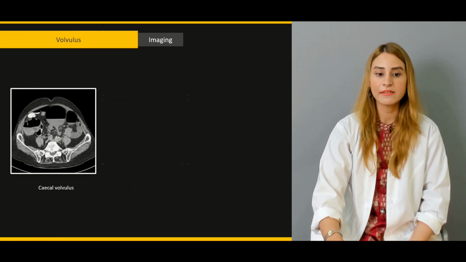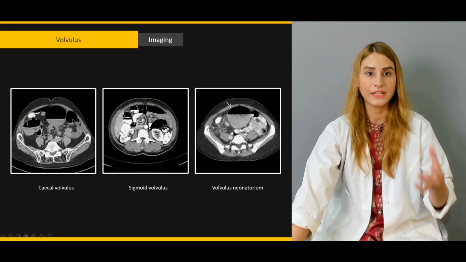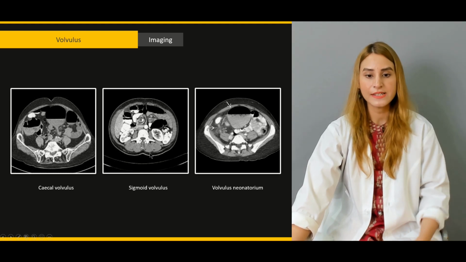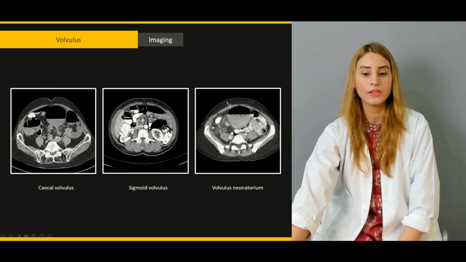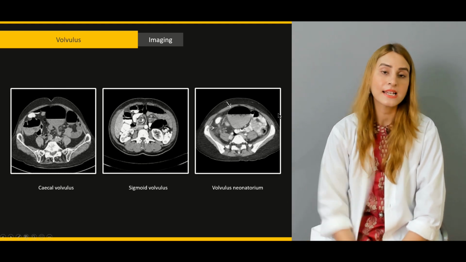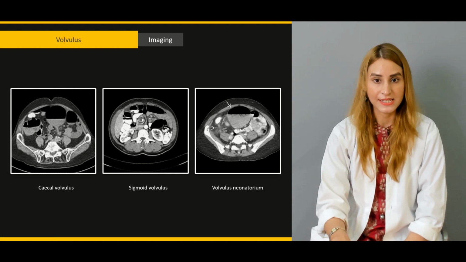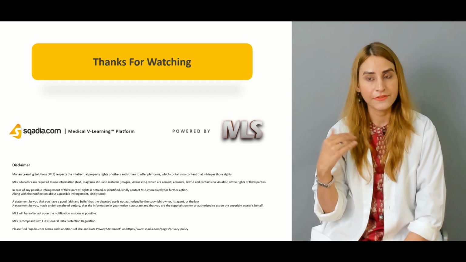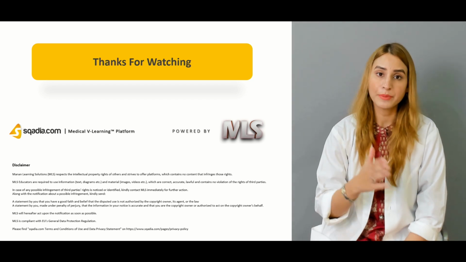And other imaging modalities include the CT scan. You can also see different types of the air fluid levels. These are the cecal volvulus and sigmoid volvulus. Again, there's a dilated portion of the gut with the air fluid levels. And in volvulus neonatorum, you always find a malrotated gut segment with the air fluid levels in CT scan imaging, right?